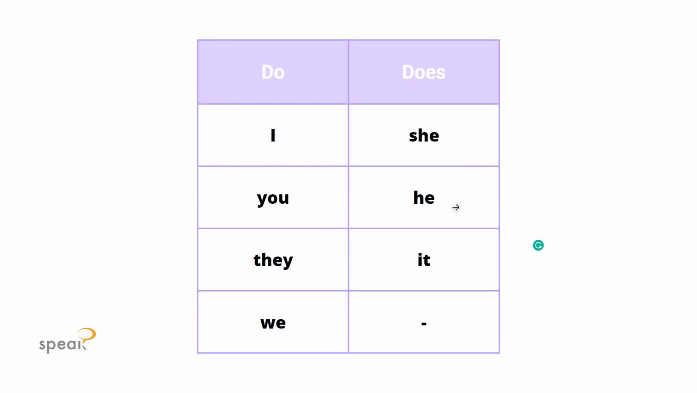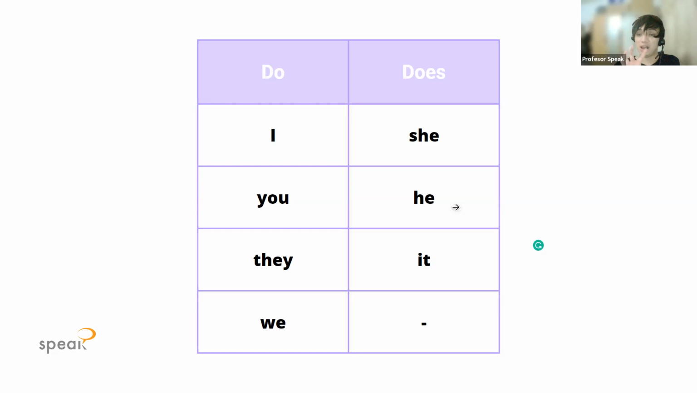Do, does. When do we use do and does? When we ask questions. What else? Negation. Very good. Do I, do you, do they, do we. I don't, you don't, they don't, we don't. Does she? Does he? Does it? She doesn't. He doesn't. It doesn't.